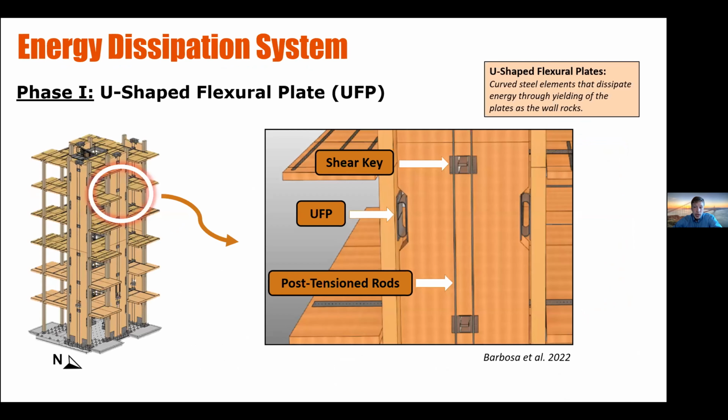The six-story experimental shaking test will be done in two separate phases. The first phase will feature a U-shaped flexural plate. This device features a curved steel plate that dissipates energy through the yielding of steel plates as the wall rocks.